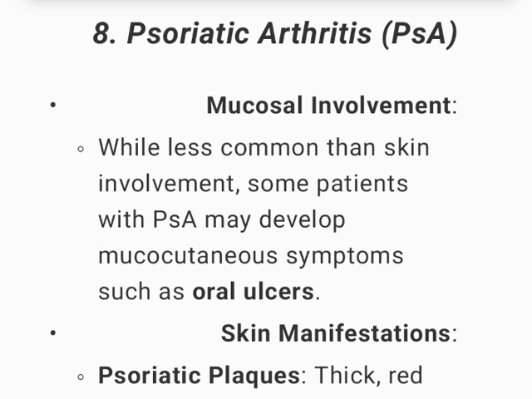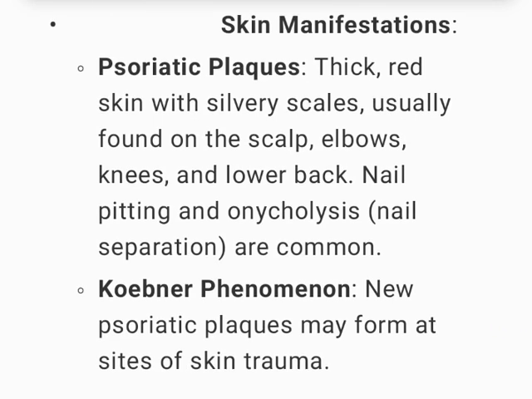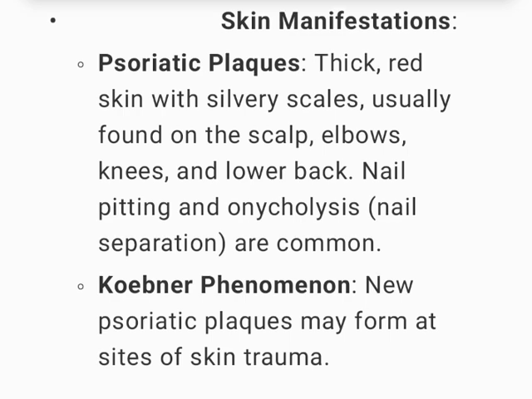8. Psoriatic arthritis, PsA. Mucosal involvement. While less common than skin involvement, some patients with PsA may develop mucocutaneous symptoms such as oral ulcers. Skin manifestations: psoriatic plaques. Thick, red skin with silvery scales, usually found on the scalp, elbows, knees, and lower back. Nail pitting and onycholysis, nail separation, are common.